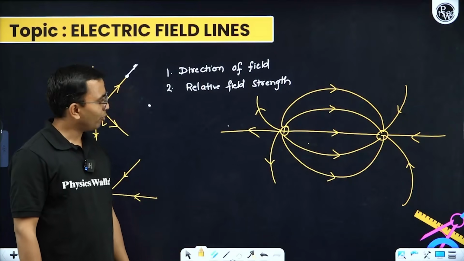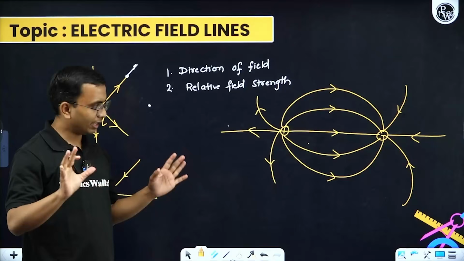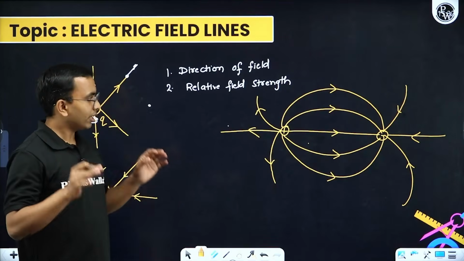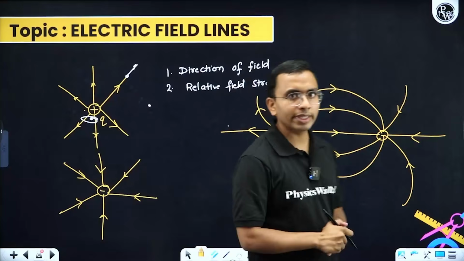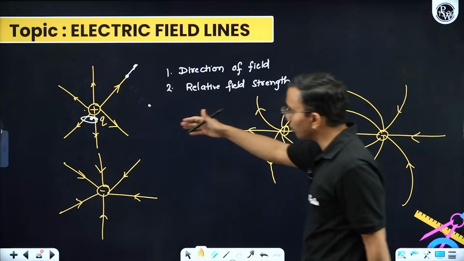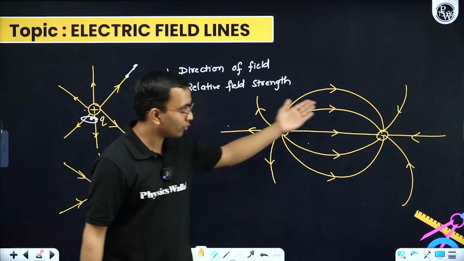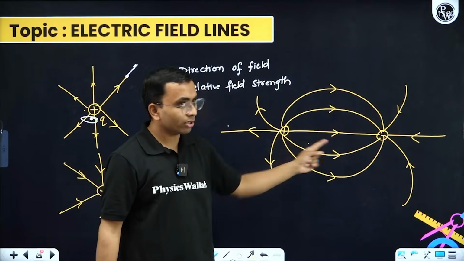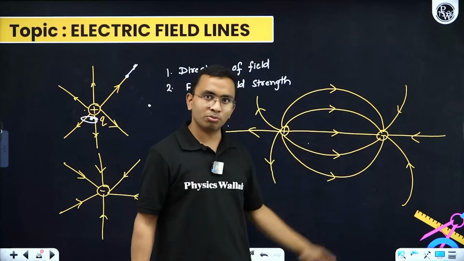One point is that electrostatic field lines, meaning the charge is static, not moving, never form a closed loop. Why? Because they start from a positive charge and end at a negative charge. They will not form a closed loop. You will say, sir, this is closed. No, if you see the direction, it's going like this. There is no closed loop.